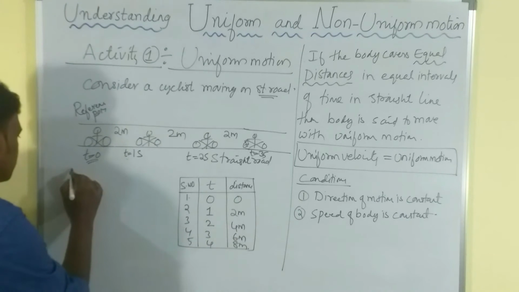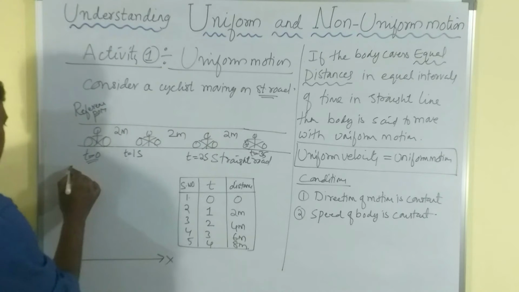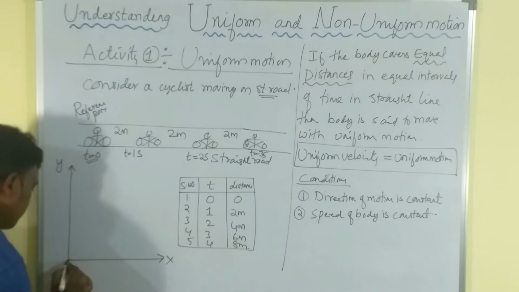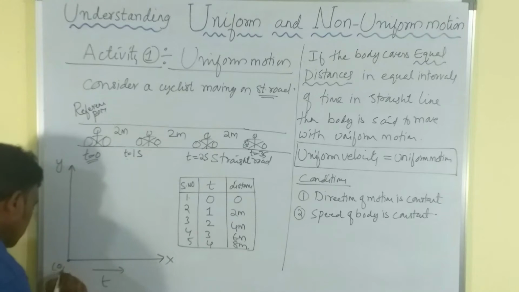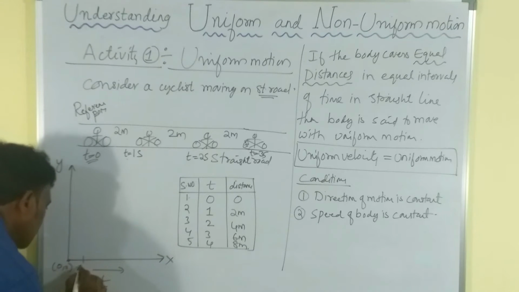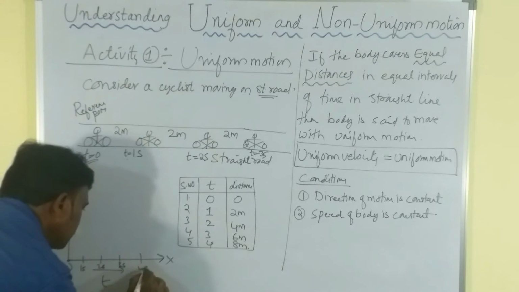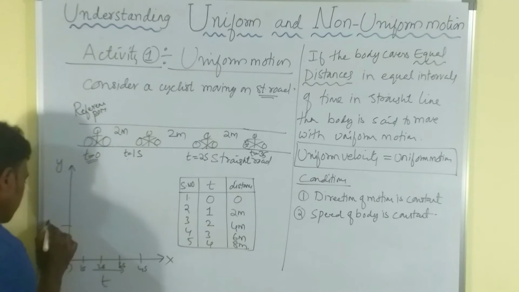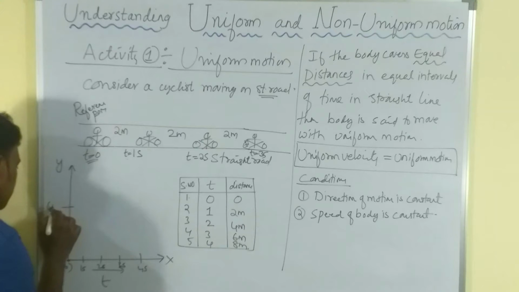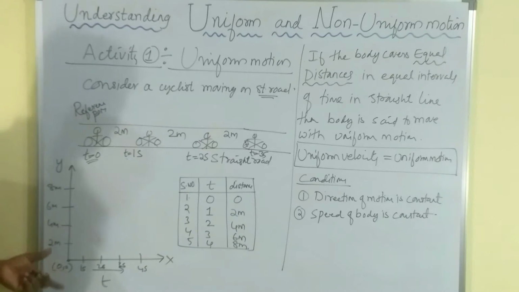Now, if we plot a graph, how do we get the graph? So let me draw the graph, children, here. So x-axis and y-axis. The time is taken on the x-axis. So here you have the 0, 0 coordinates. This is 1 second, this is 2 seconds, this is 3 seconds, and this is 4 seconds. And let me show here, that is 2 meters, 4 meters, 6 meters, and 8 meters.